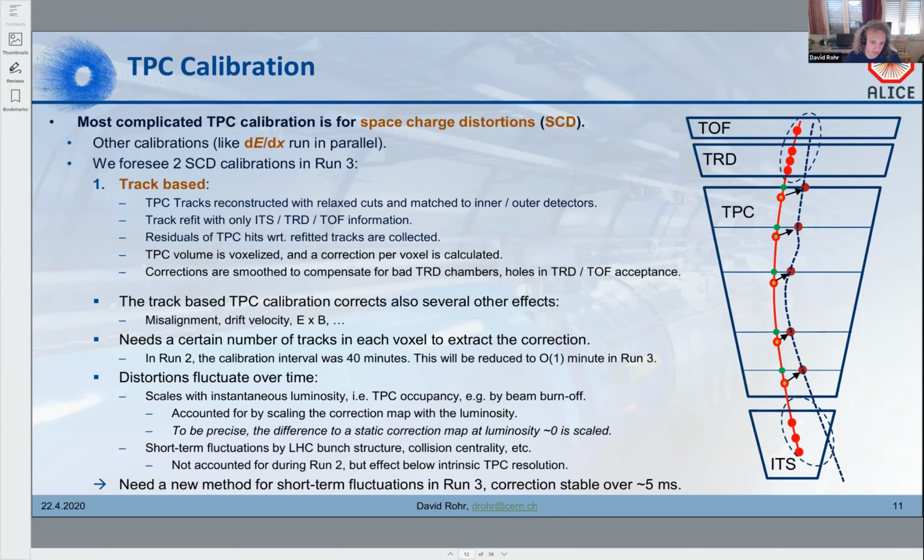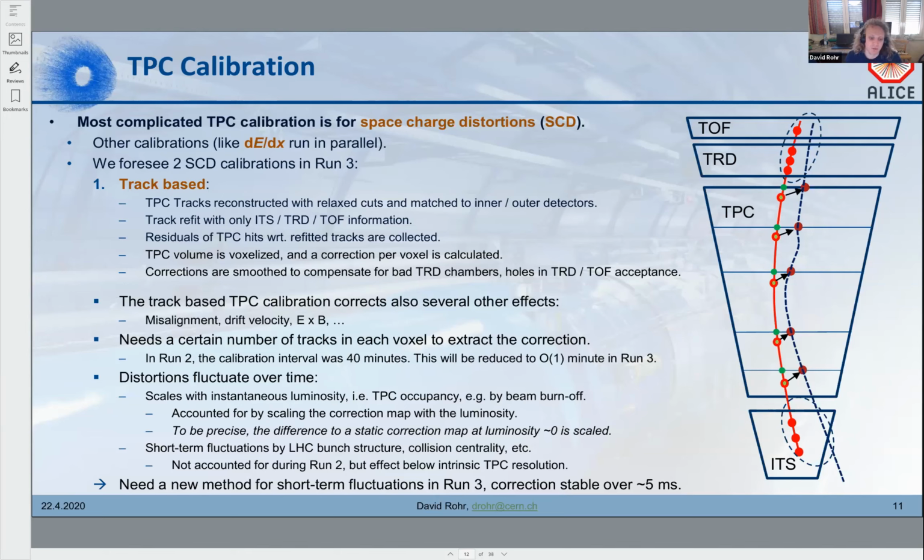So of course they scale linearly with the luminosity or the occupancy in the TPC. This can be accounted for by just scaling the correction linearly with the luminosity. And okay, in order to be precise, you basically have a static map for 0 luminosity that accounts for some static effects, which you subtract, and then you scale only the difference between the full luminosity and the static map.